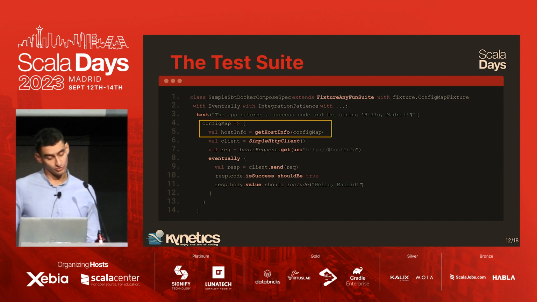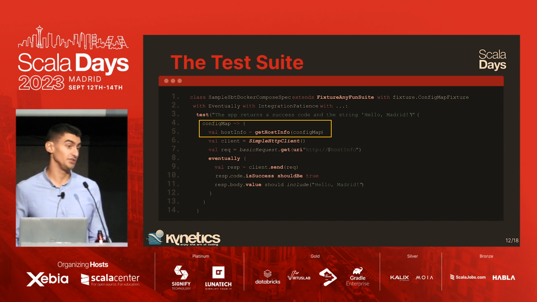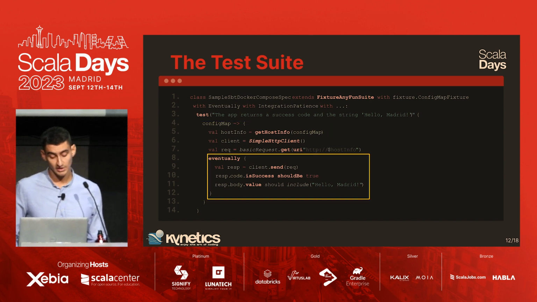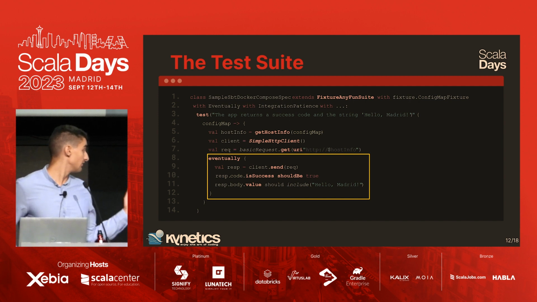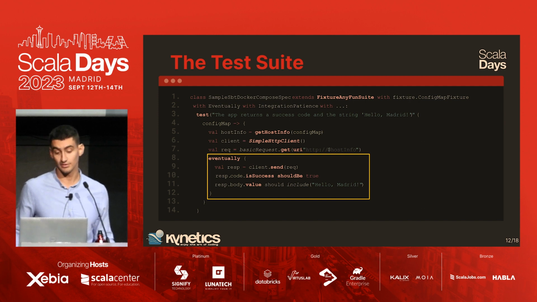Now, in the testing suite, we first fetch the configuration map. This is passed by ScalaTest, and we use it to extract the host and port information of our container. And then we use eventually. With eventually, we essentially keep sending HTTP requests to our container until it starts responding with, for example, a successful response containing the expected body.